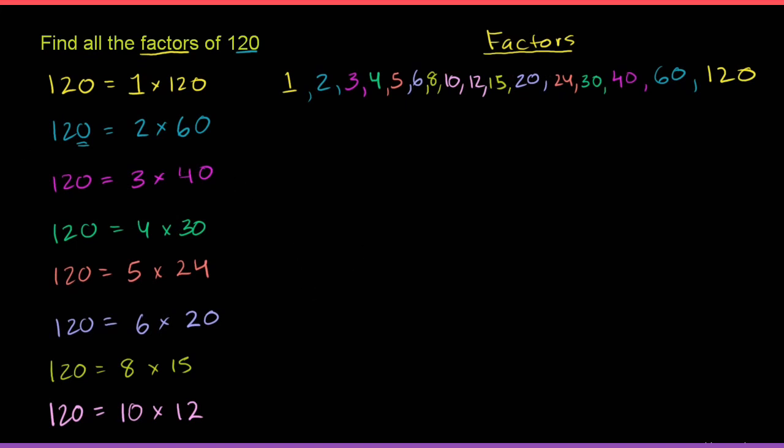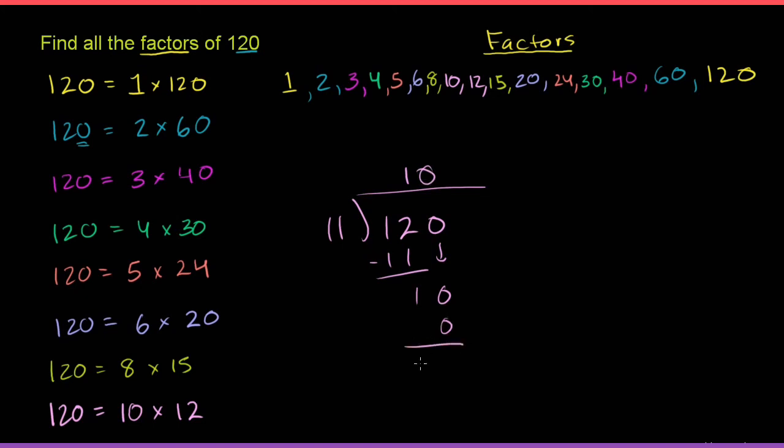And you could try 11. We could try it by hand if you like. If you know your multiplication tables through 11, you know this won't work, but I'll just show you. 11 goes into 12 one time. 1 times 11 is 11. Subtract, you get 1, bring down the 0. 11 goes into 10 0 times. 0 times 11 is 0. You're left with a remainder of 10. So definitely does not go in evenly.